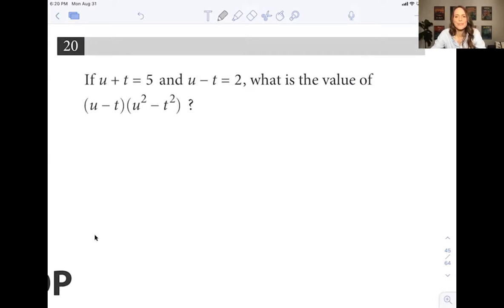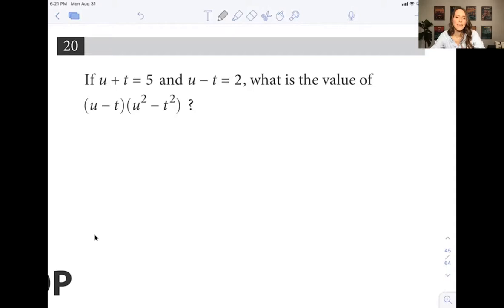Okay, so for number 20, we see u plus t equals 5 and u minus t equals 2. What is the value of u minus t times u squared minus t squared? So this is the last written question, so technically it's the hardest, and it's easy to get intimidated here and think, okay, do I need to solve for u and then plug that in there? What should I do? And this is where knowing the core concepts is so helpful.